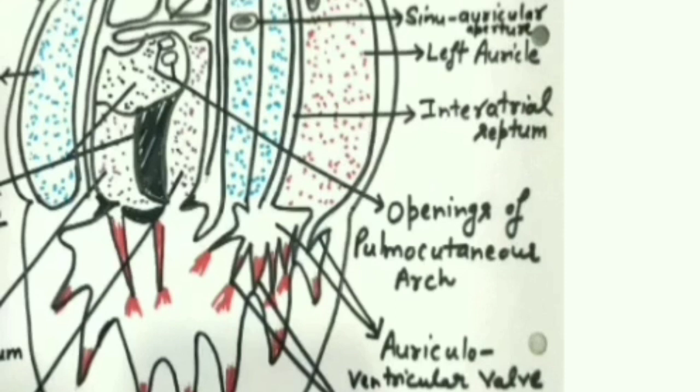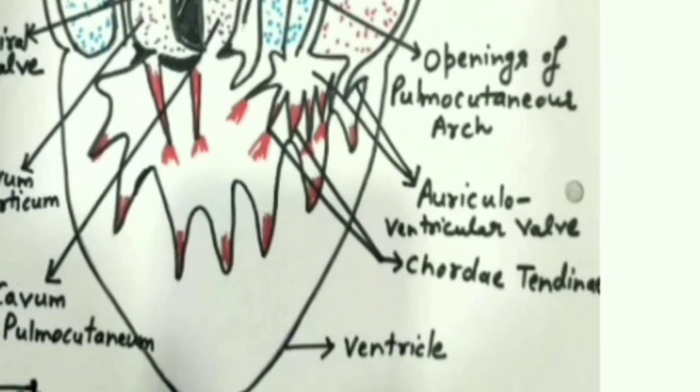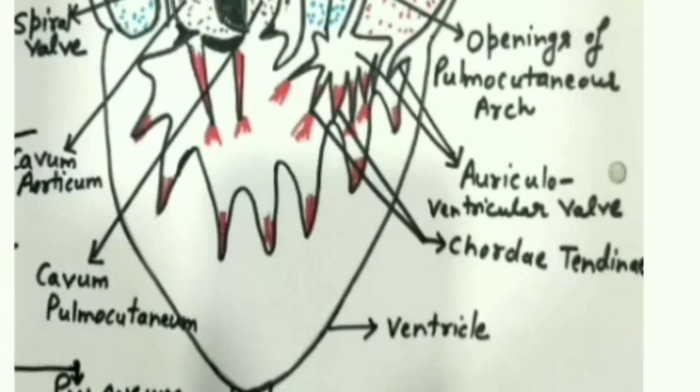Okay, so just keep in mind that Truncus Arteriosus has phalangium and synangium. Phalangium is further divided into cavum aorticum and cavum pulmocutaneum. These are the two parts of phalangium, which are separated by a spiral valve.